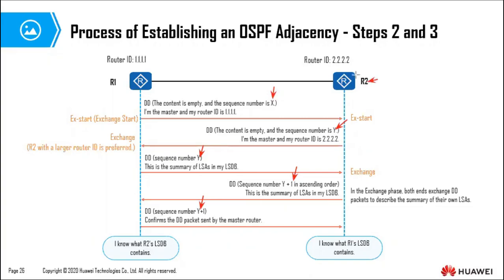So how do we select the master? We select the master by comparing the router ID. So whoever has a larger router ID becomes the master. Is that clear?